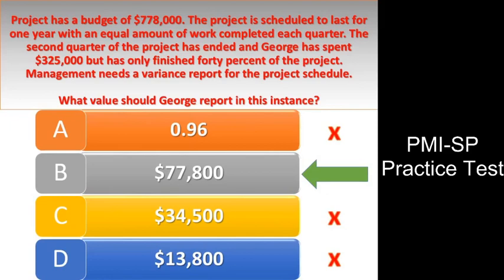0.96 represents the cost performance index. Answered option C is incorrect. $34,500 represents the project's variance at completion if the project continues as is. Answered option D is incorrect. $13,800 is the cost variance for the project.